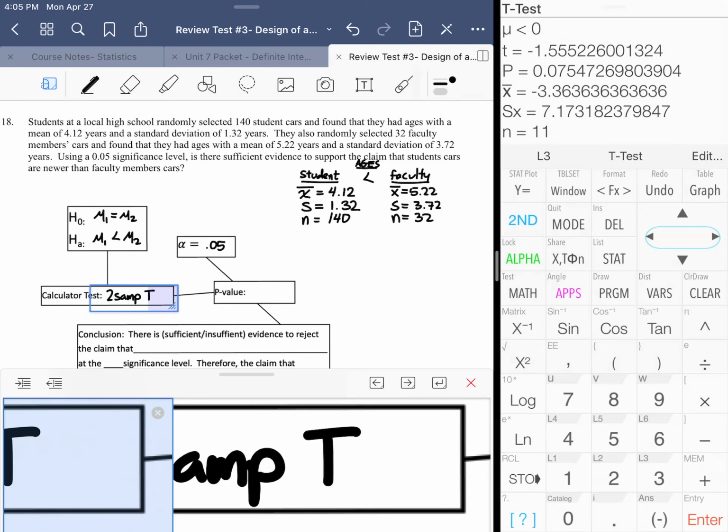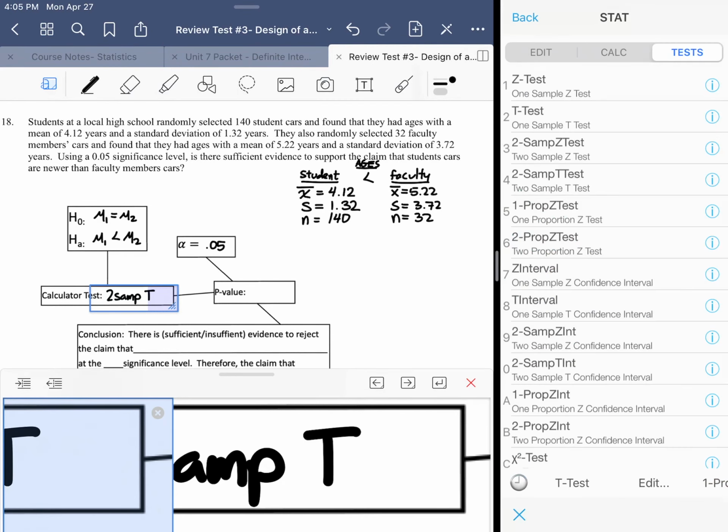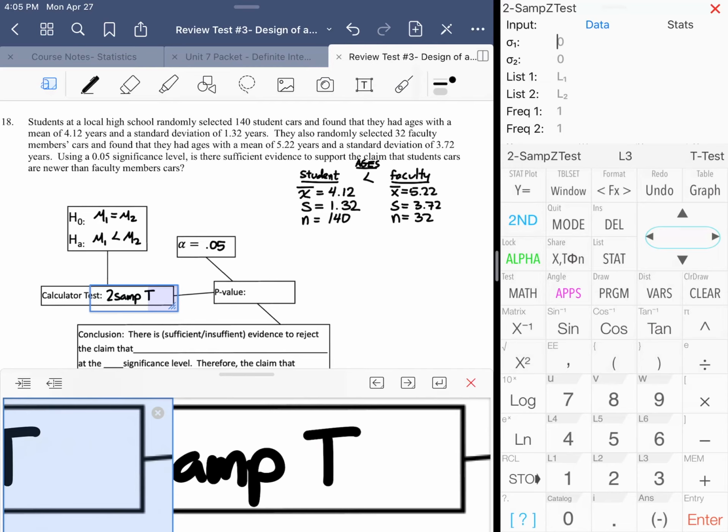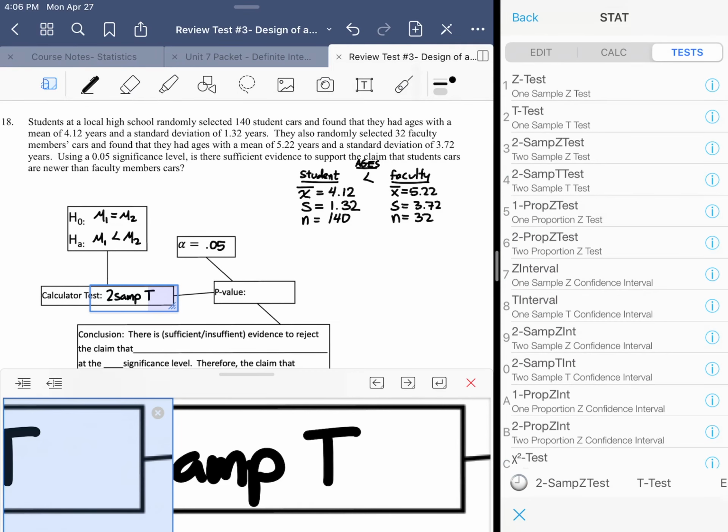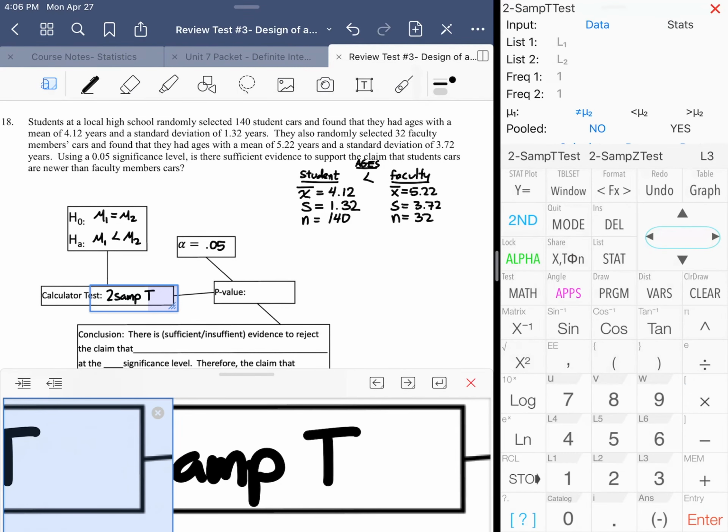All right, and this is going to be a 2-sample t-test. And that is because we have 2 independent samples, students and faculty, not coming from the same population. And we're comparing them to one another. All right, so stat, test, 2-sample t-test is option 4. I hit the wrong thing at first. Very easy to do that, I think.